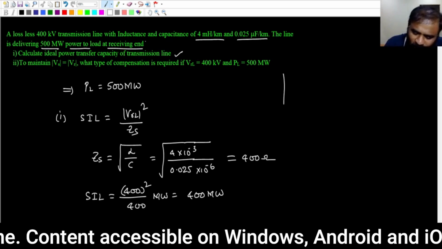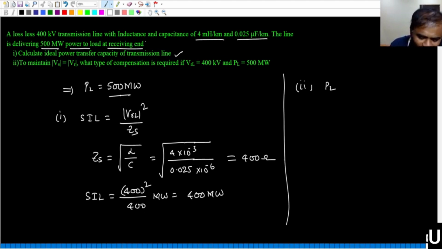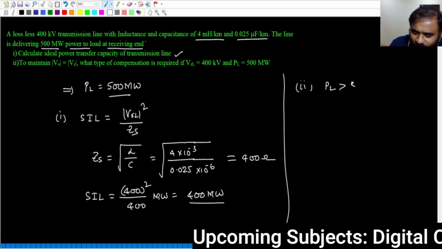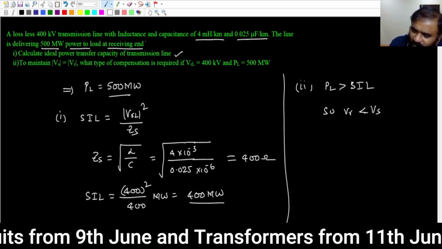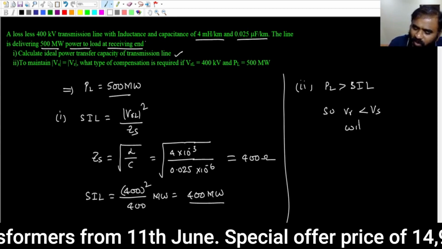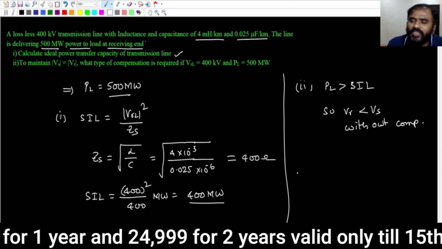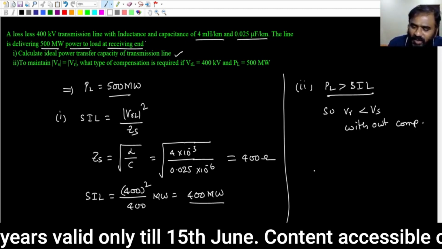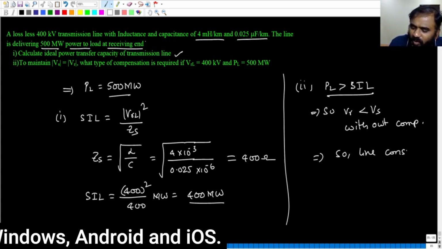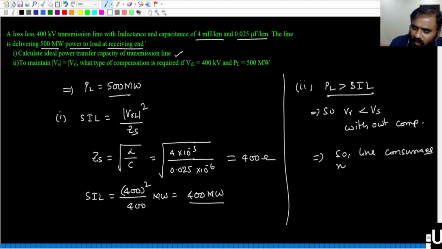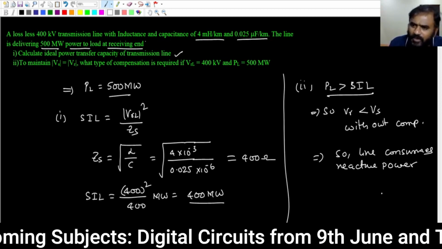And now tell me, what is the second case? Actually, think about it: the loading is what now? Load power is 500. Surge impedance loading is 400. Loading is greater than the surge impedance loading. So what happens? VR becomes less than Vs without compensation. If you do not provide any compensation, this is what happens. But what compensation is required? If PL is greater than SIL, the line consumes reactive power. Line consumes reactive power. That is also another reason why VR is less than Vs. You can think like that also.